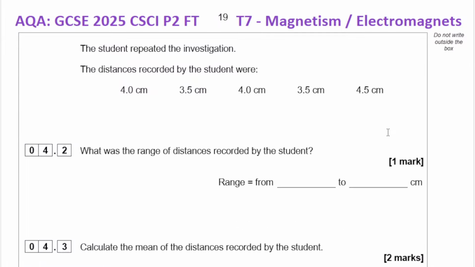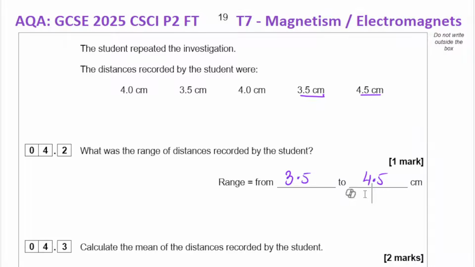The student repeated the investigation. The distances recorded by the student were 4 centimeters, 3.5 centimeters, 4 centimeters, 3.5, and 4.5. What is the range of the distances recorded by the student? Now the range is from the smallest value, which is 3.5, they've done it twice here, and the biggest value, which is 4.5. So it's from 3.5 to 4.5.